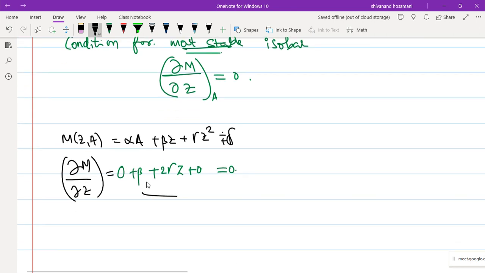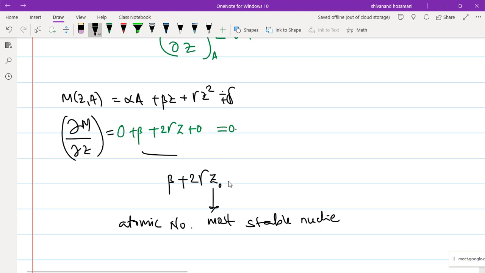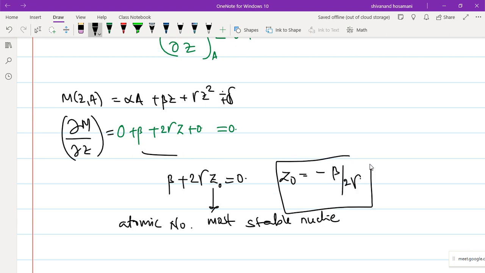So what I get is beta plus 2 times gamma into Z, where I will treat this Z as Z naught. This tells about the most stable nuclei, the atomic number of the most stable nuclei. This is equal to 0. What I get here is Z naught equals minus beta divided by 2 gamma. This is the term we get for the most stable nuclei.